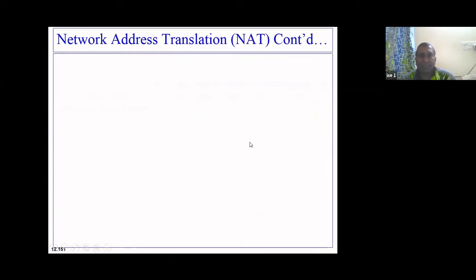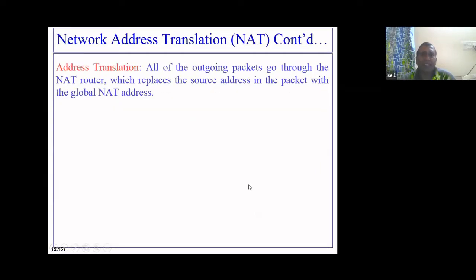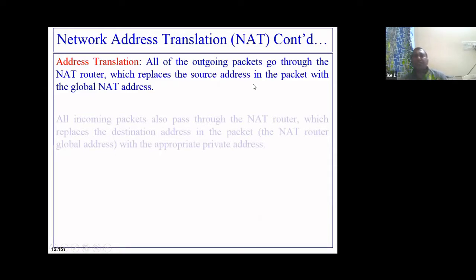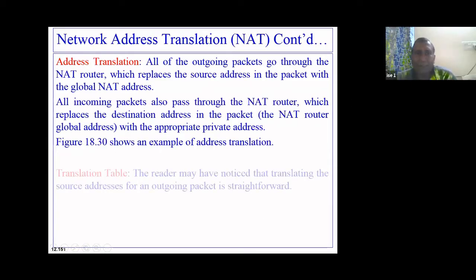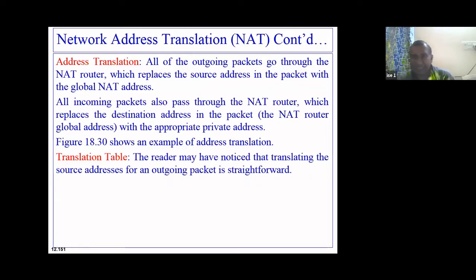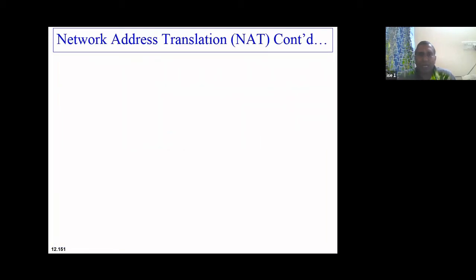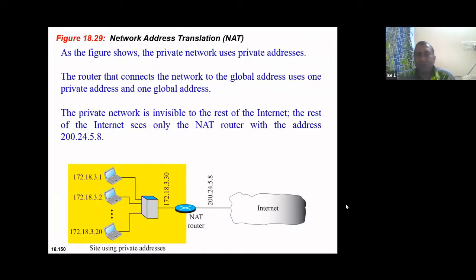How exactly does this happen now? How exactly will address translation happen? All the outgoing packets will have a source address and a destination address. Suppose this particular host wants to send a packet to a host which is connected over here. You got the idea. So this is the host to which this particular host wants to get connected, and of course the communication will happen.